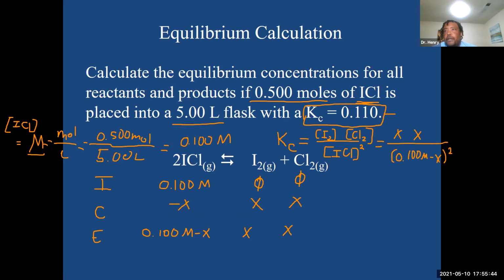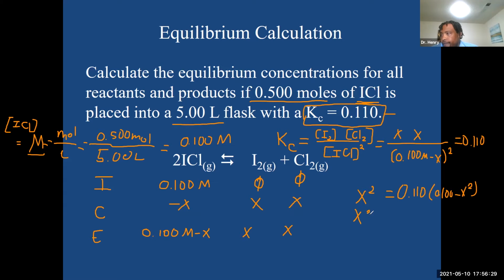So if we go in through, and actually let's start with the hard way and then we'll do the easy way. Hard way, we'll go ahead and use the quadratic formula on this problem. So we'll go ahead and plug in the numbers. So we have Kc equals 0.110. If we go ahead and solve this equation, we have x squared equals 0.110 times 0.100 minus x squared.